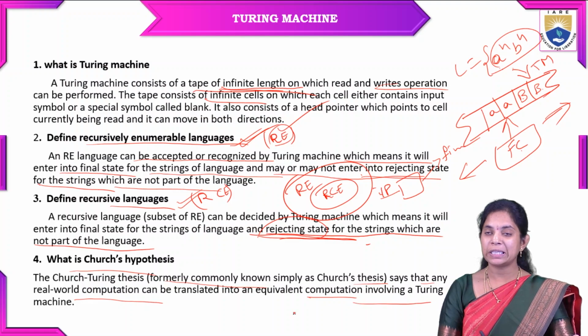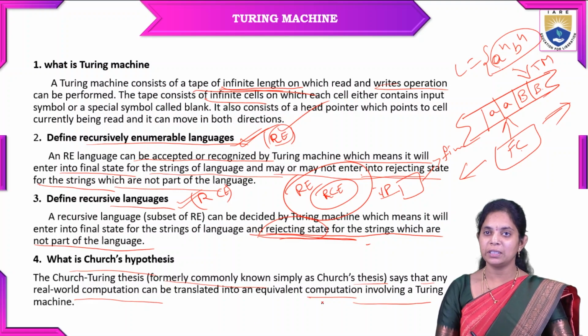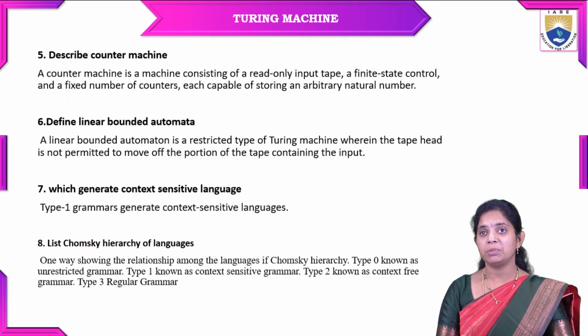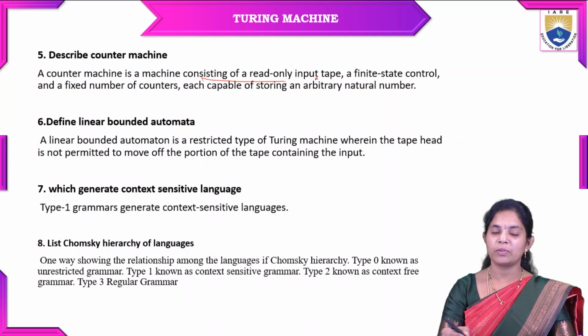So that is the thing. But this statement says Church's hypothesis. And describe the counter machine. So what is meant by counter machine? A counter machine consists of a read only tape.